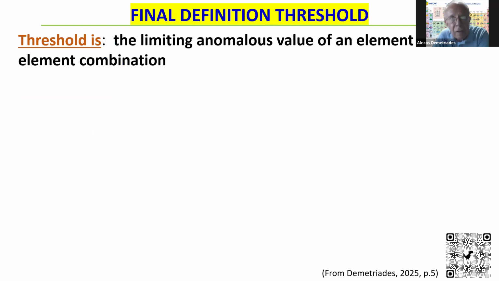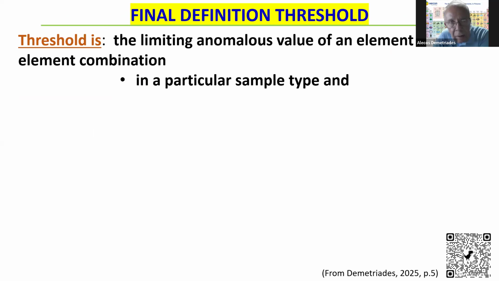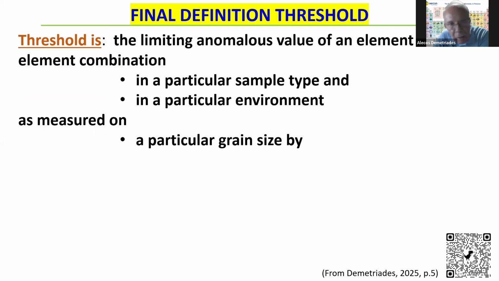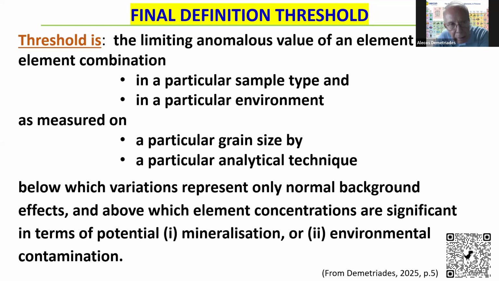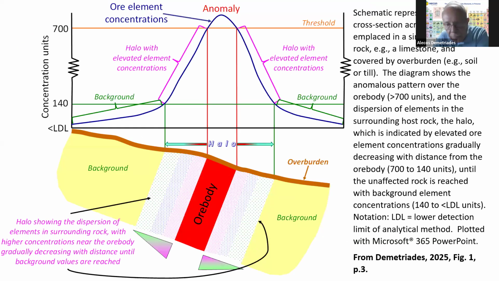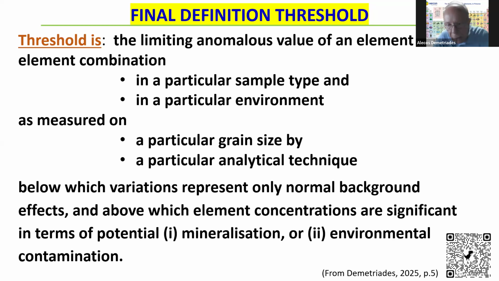And threshold is the limiting anomalous value of an element or element combination measured in a particular sample type and in a particular environment as measured on a particular grain size by a particular analytical technique, below which variations represent only normal background effects and above which element concentrations are significant in terms of potential mineralization or environmental contamination.